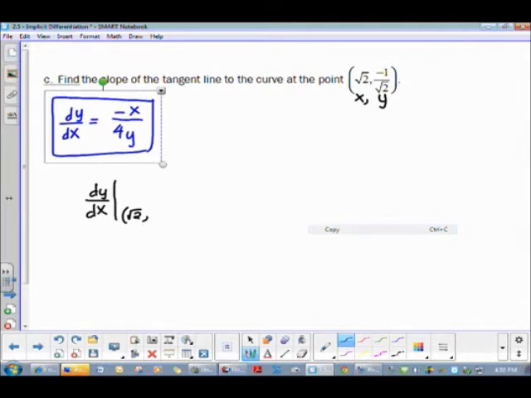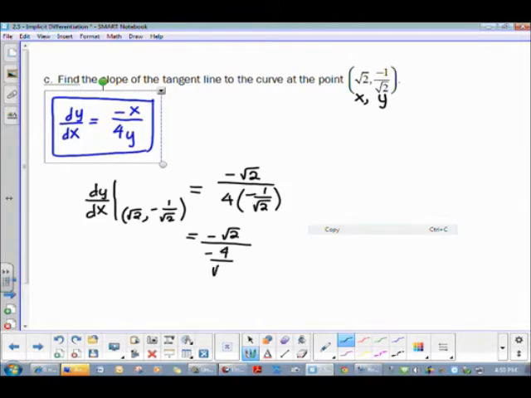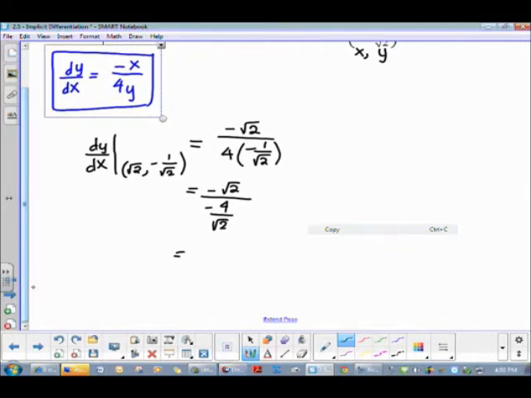So if you want to have some really good looking notation here, you could say that the derivative of y with respect to x, such that we evaluate it at the ordered pair here, radical 2 comma negative 1 over radical 2, would equal, replace the x with radical 2, replace the y with negative 1 over radical 2. This is a bit of a mess, so definitely needs to be simplified. So in the denominator, 4 times negative 1 over radical 2 would simply be negative 4 over radical 2.